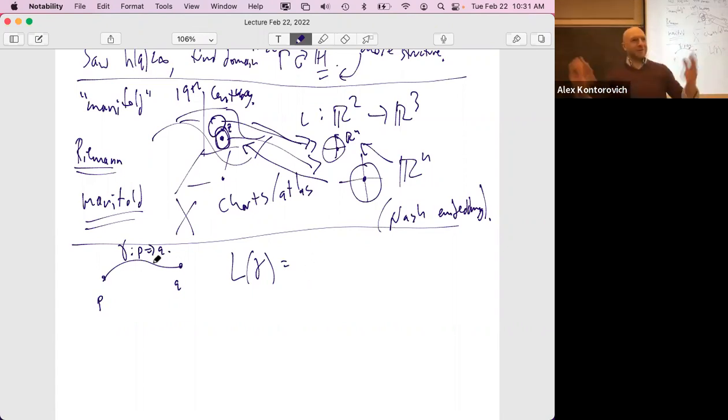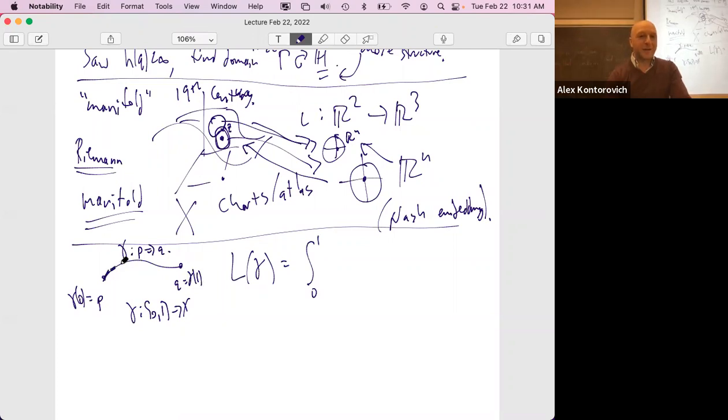Just for general knowledge, let's say gamma is a function from [0, 1] into your space, with gamma of 0 equal to P and gamma of 1 equal to Q. Then the length should be the integral from 0 to 1 of the little arc lengths, and if gamma is differentiable, that is the length of the derivative of gamma with respect to t, dt.